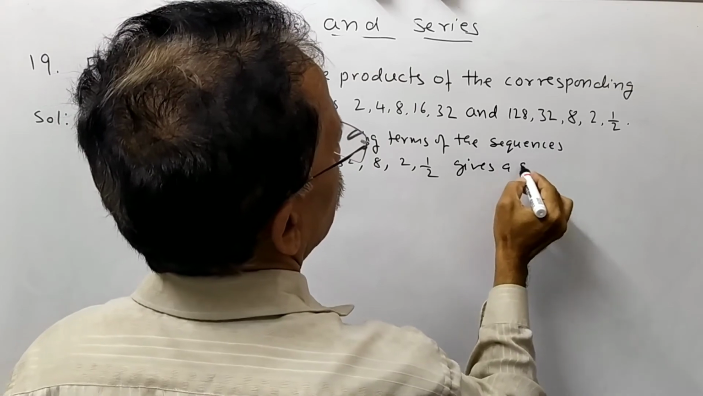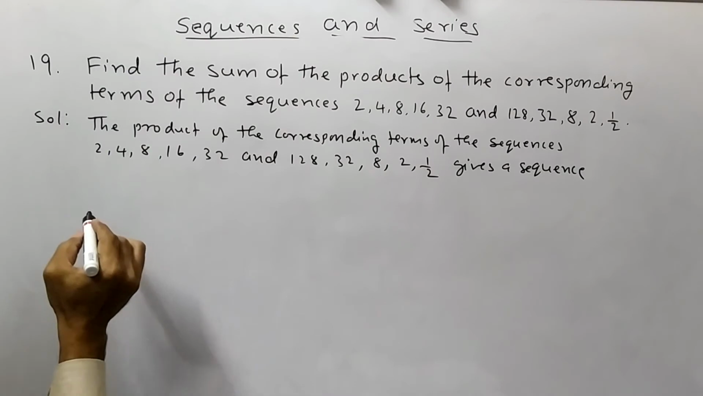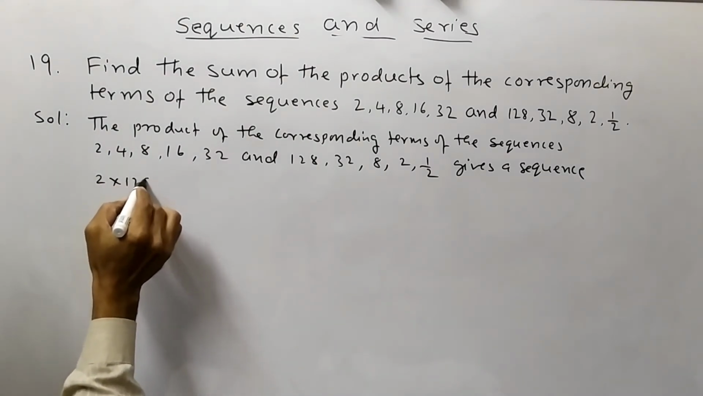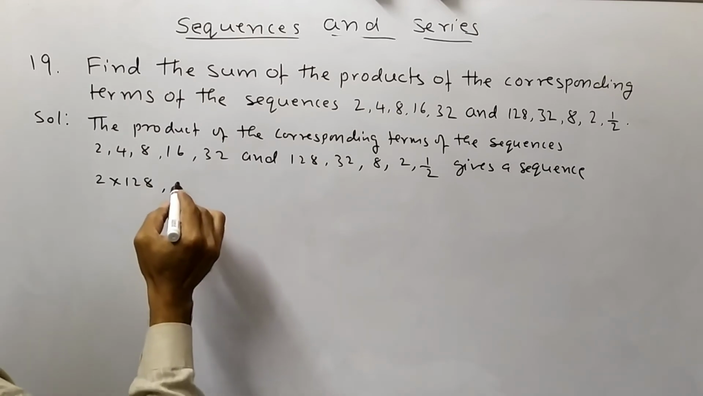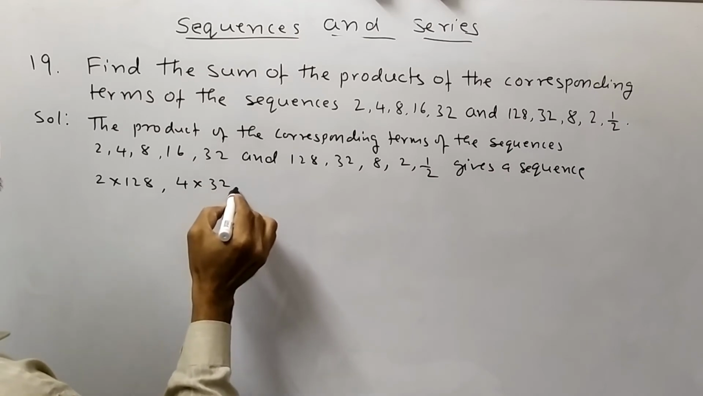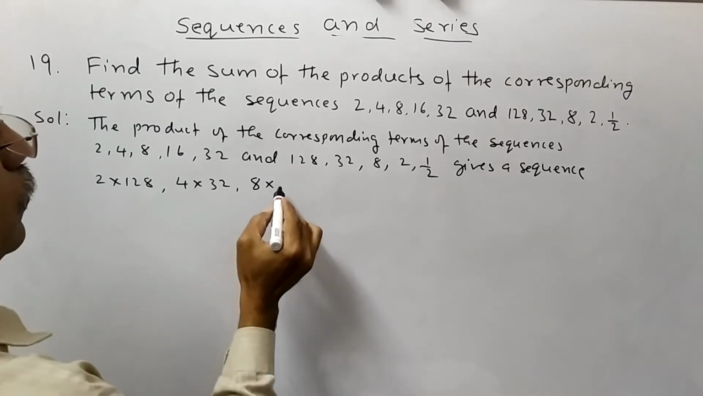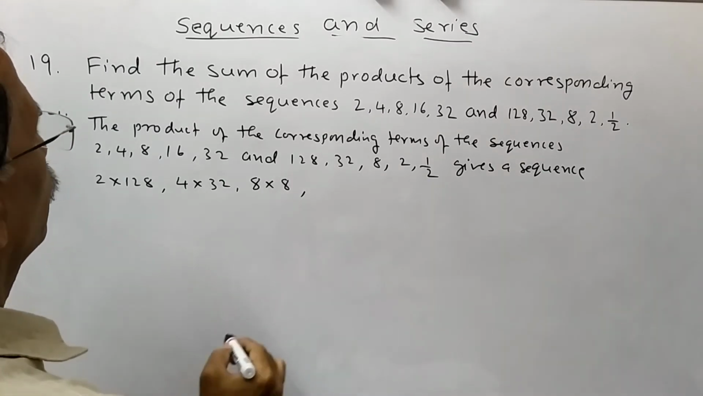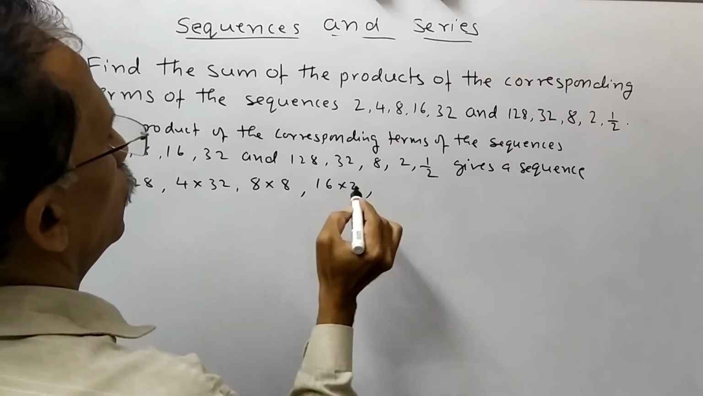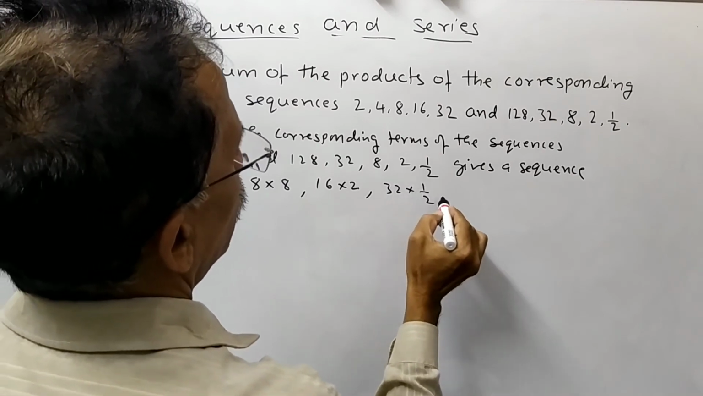gives a sequence 2 into 128, 4 into 32, 8 into 8, 16 into 2, 32 into 1 by 2.